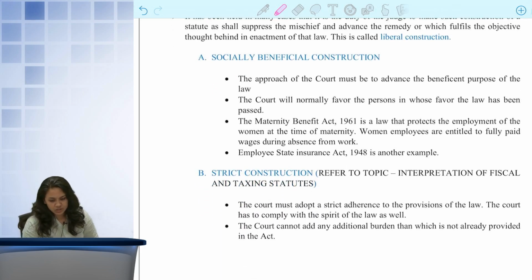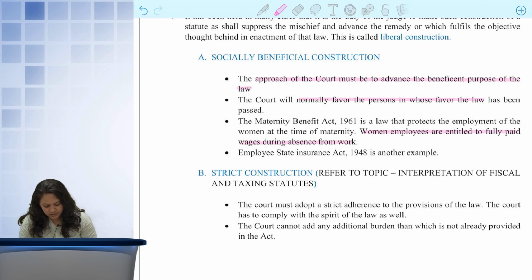Socially beneficial construction. The approach of the court in such cases must be to advance the beneficent purpose of the law, and it will normally favor the persons in whose favor the law has been passed. So the Maternity Benefit Act is a law that protects employment of women at the time of maternity. Therefore, women will be granted fully paid wages during absence from work. The Employee State Insurance Act follows the exact same thing. Our domestic violence provisions are also the same. Our Workmen's Compensation Act is also a different example.